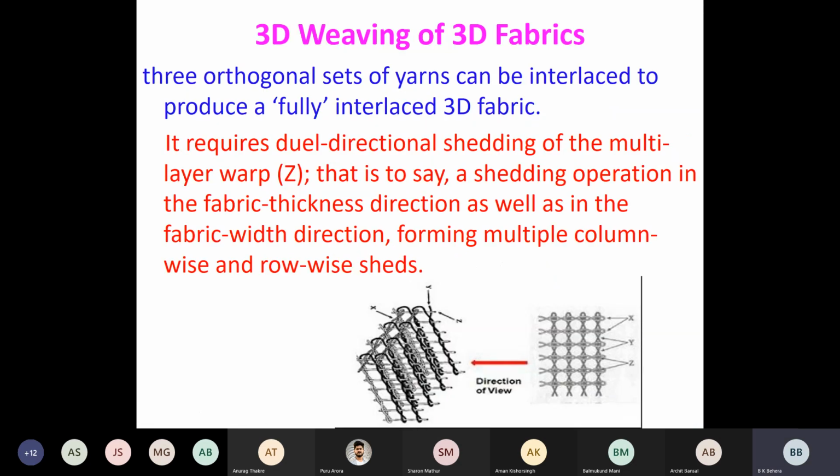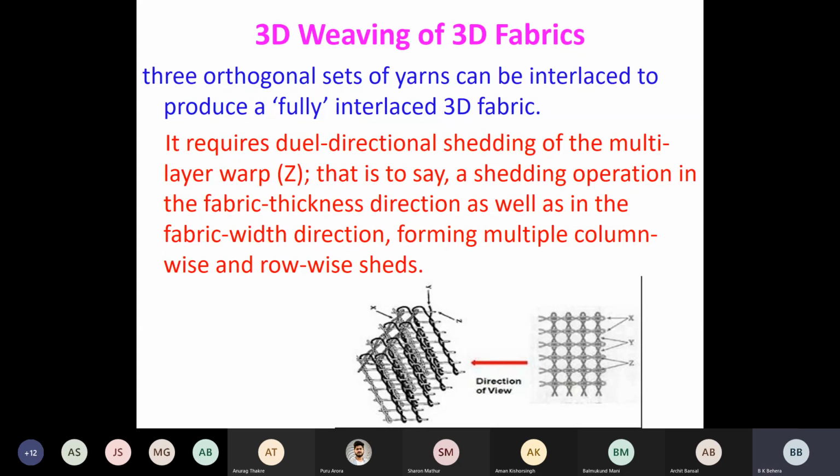You must remember it. Now I will discuss with you the third and last type of 3D fabric solid structure. It's called true 3D weaving, or 3D fabrics on 3D weaving system. What we have discussed so far is 3D fabric on 2D weaving system. Here it is 3D fabric on 3D weaving system. First, try to understand what that is.